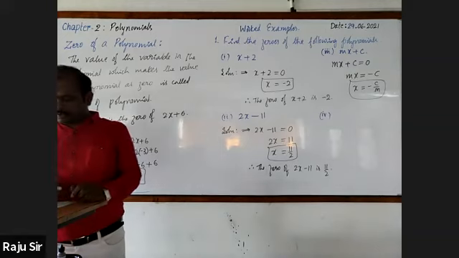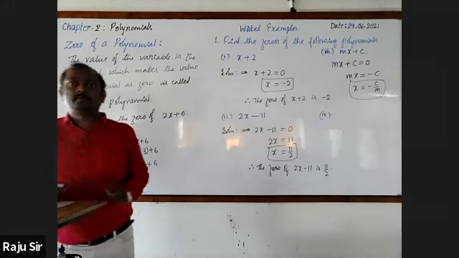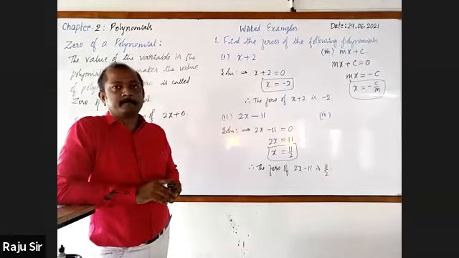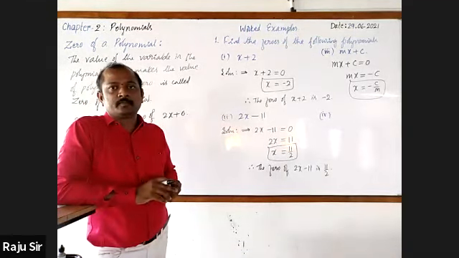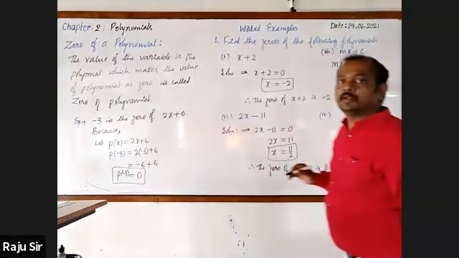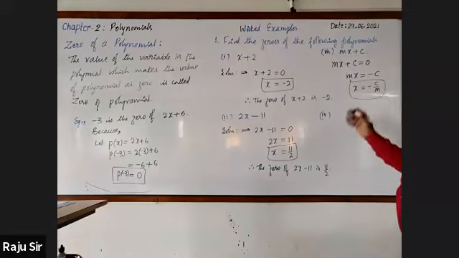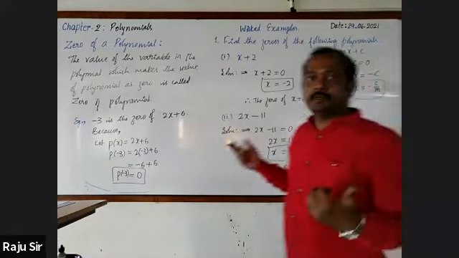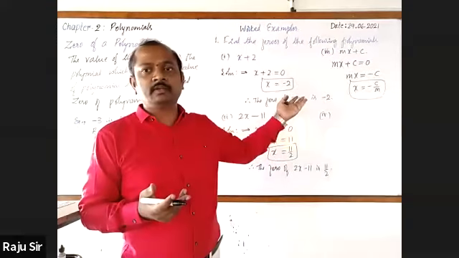I'm giving you another one. Finding the zero means just finding the value of the variable. Here, just finding the value of x.